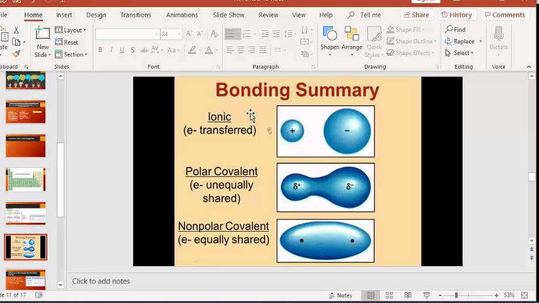Here is another way you can see the electrons and what's going on. In ionic, we have that transfer of electrons. In polar covalent, we have unequal sharing, where one of the atoms has more pull, which makes it more negative, as opposed to the other one, which tends to be a little positive. But overall, their overall charge is no charge. So just keep that in mind. And then we've got our nonpolar covalent, which is equal sharing.